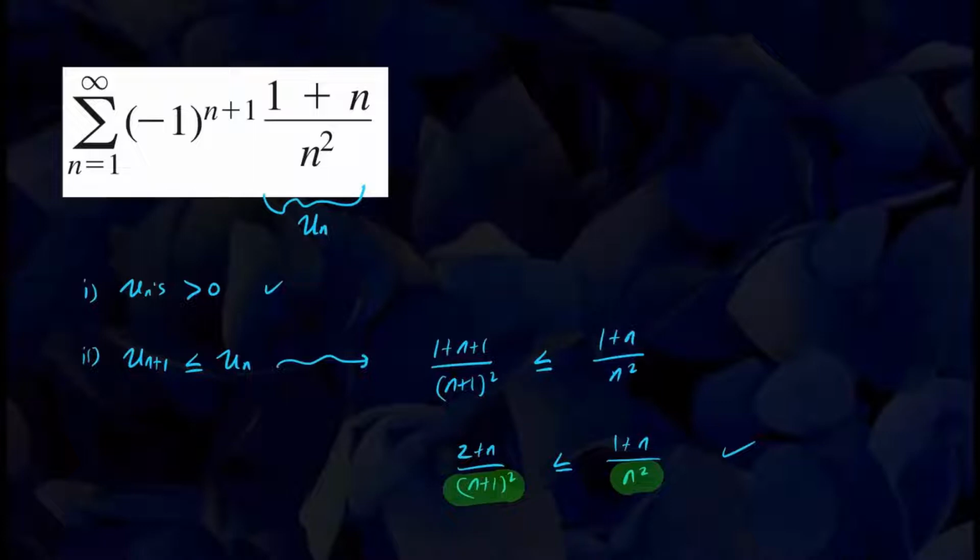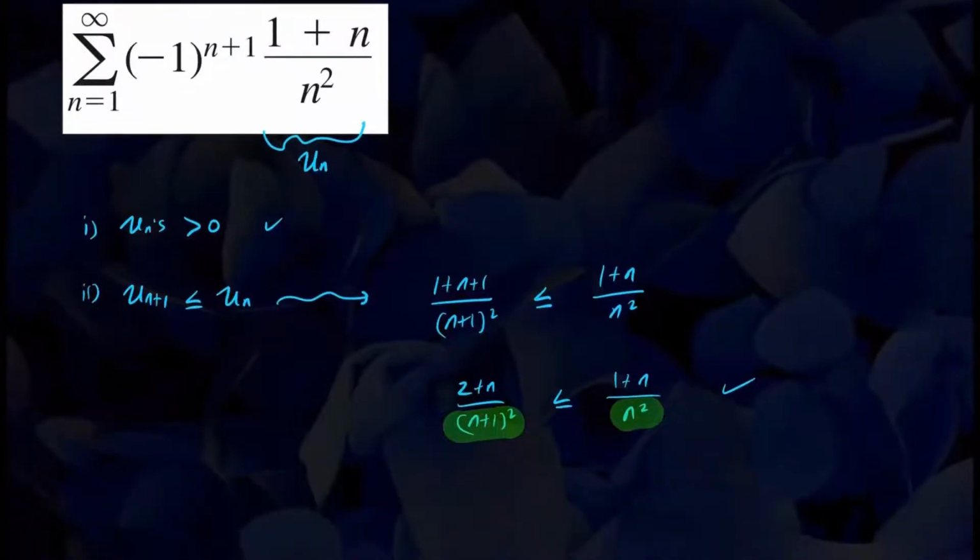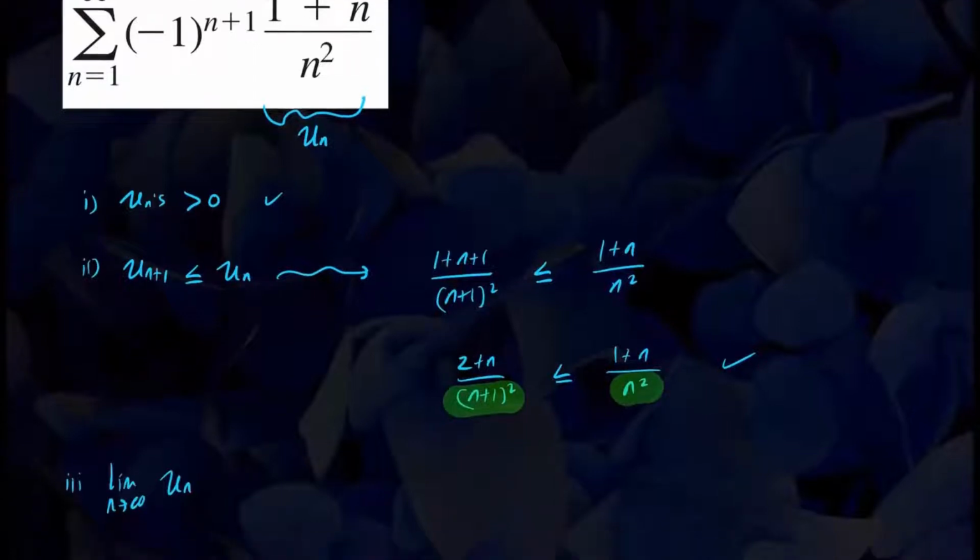So that's also checked. Now, the last thing I'm going to show is that the limit as n approaches infinity of u_n is going to be 0. Well, let's check. So that's the last condition we need to show for the series to converge by the alternating series test.